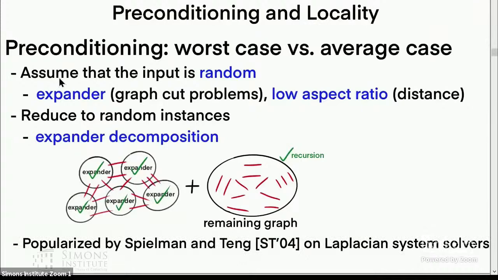Historically, this concept of preconditioning in the context of graph algorithms was popularized by Spielman and Teng in their seminal result on solving Laplacian systems quickly.